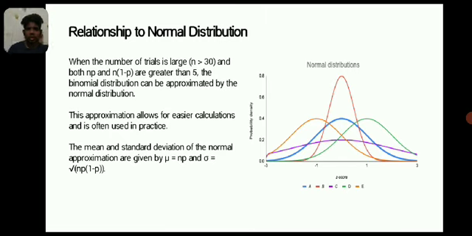Relationship to normal distribution. When the number of trials is large, that is n greater than 30, and both np and n into 1 minus p are greater than 5, the binomial distribution can be approximated by the normal distribution. This approximation allows for easier calculations and is often used in practice. The mean and standard deviation of the normal approximation are given by mu is equal to np and sigma is equal to root of np into 1 minus p. Normal distribution graph representation.